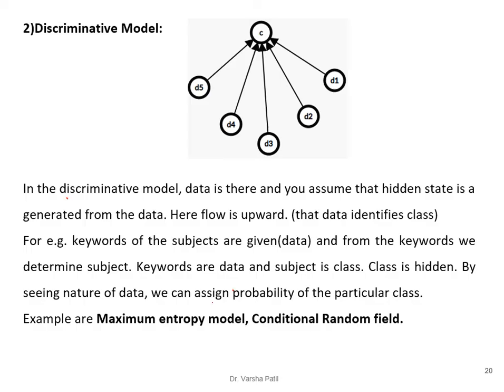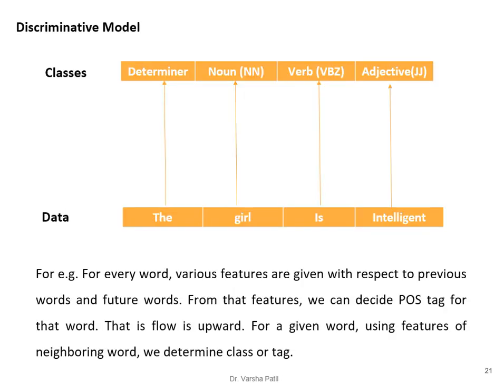Maximum entropy model and conditional random field are two more techniques to assign part of speech tags to a statement automatically, and these two techniques use the discriminative model approach. Now how does the discriminative model work? The process is different. Given "the girl is intelligent", we then determine the part of speech tag for each word. Here we require features. For every word, various features are given with respect to the previous word and future words.